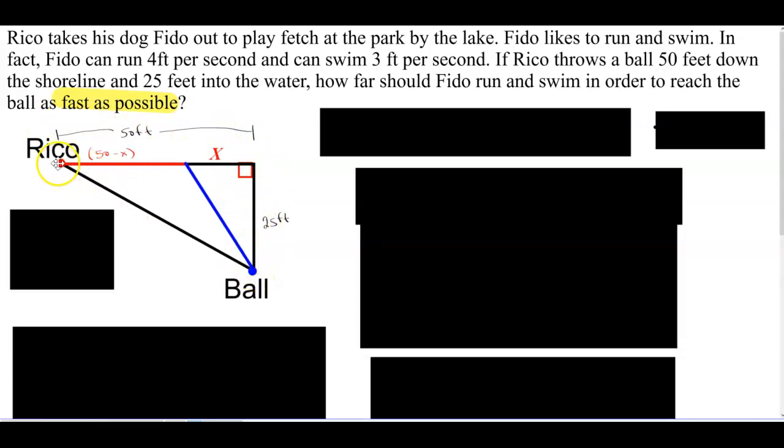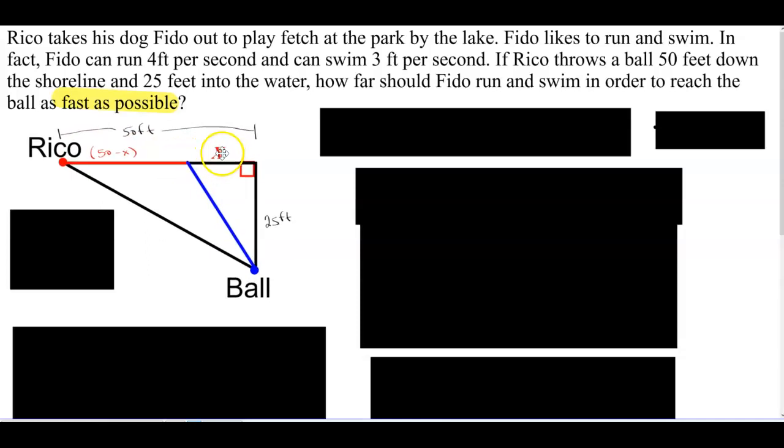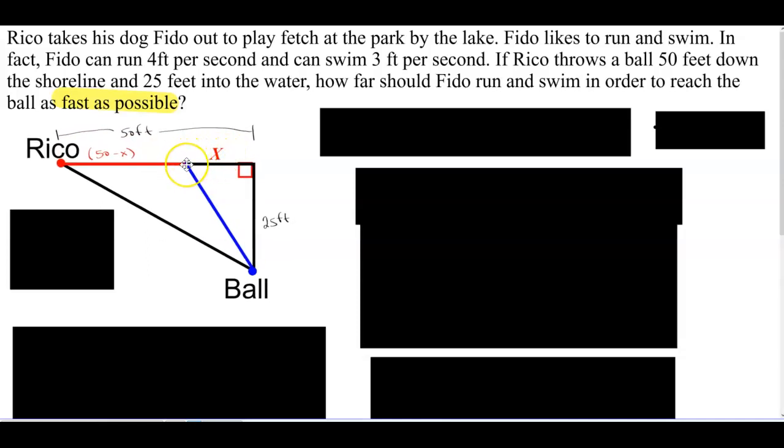What Fido wants to do is run a little bit and then swim to the ball. So we don't know the distance. We're going to make this algebraically nicer, so I'm going to call the distance between where Fido jumps into the water and the perpendicular x. You'll see why I called that x in a second. That leaves the fact that Fido would run 50 minus x feet. That's how far he would run until he jumped into the water.